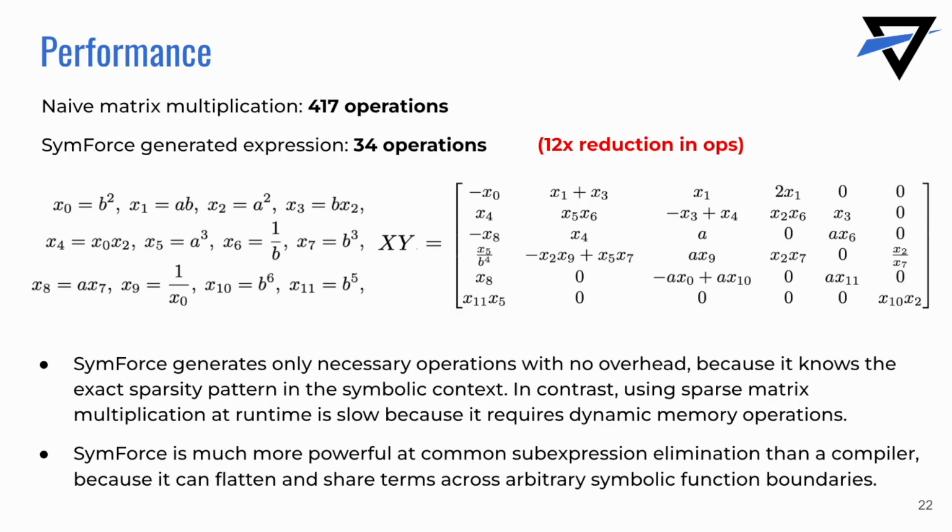Naively computing x, y, and their dense product requires 417 scalar operations. SymForce's generated expression, as shown here, requires only 34 operations. SymForce generates output entries directly with no overhead because it knows the exact sparsity patterns from the symbolic code. In contrast, using sparse matrix multiplication at runtime is slow because it requires dynamic memory operations. In addition, SymForce is much more powerful at common subexpression elimination than a compiler because it can flatten and share terms across arbitrary symbolic function boundaries.